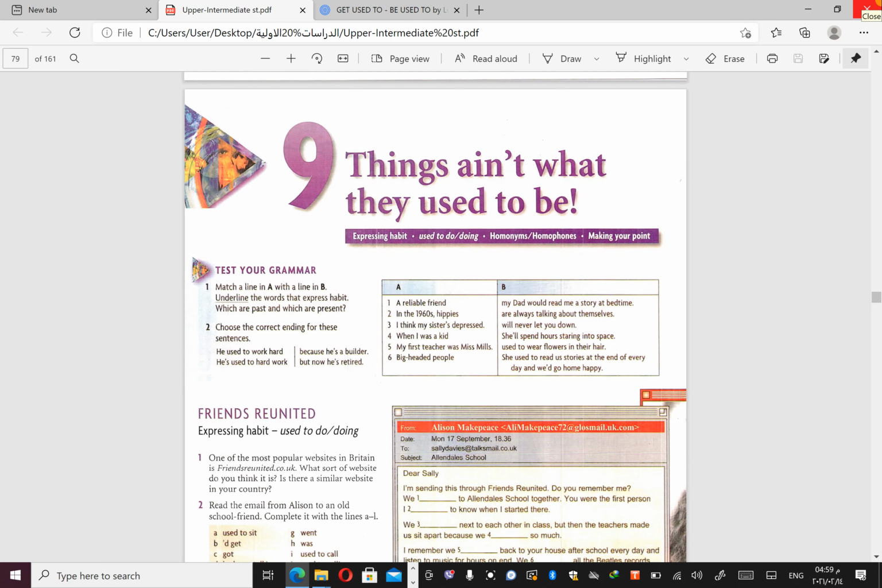Unit 9 from Headway Upper Intermediate. If we read the title here, "Things ain't what they used to be."